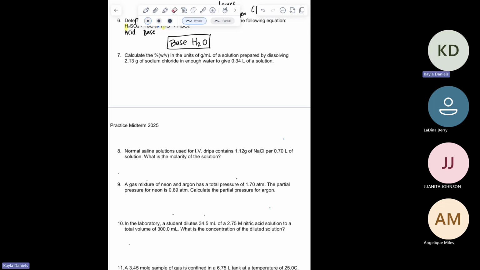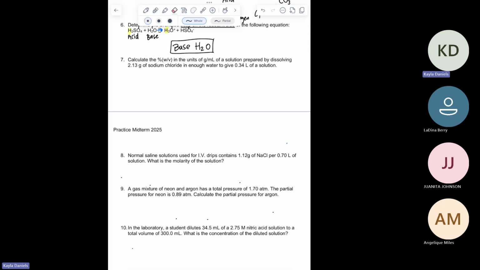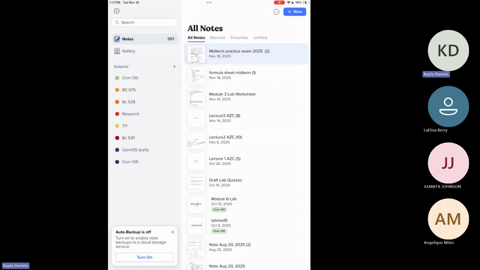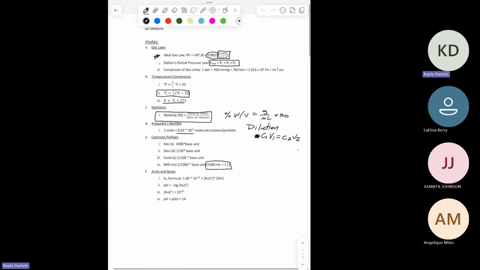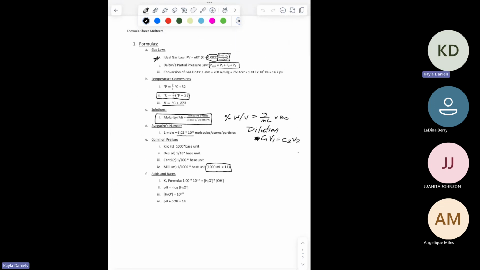Number 7. This is something I asked Professor Hecht to go over with you, calculating percentage weight volume. The formula for weight volume, and you'll get this on the formula sheet, is grams over mL times 100. Let me show you on this page. I've updated this since I wrote it, but percent weight volume equals grams over mL times 100.